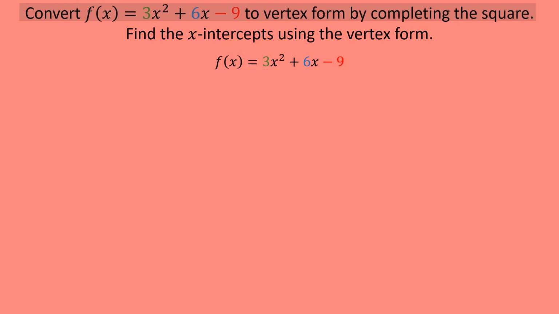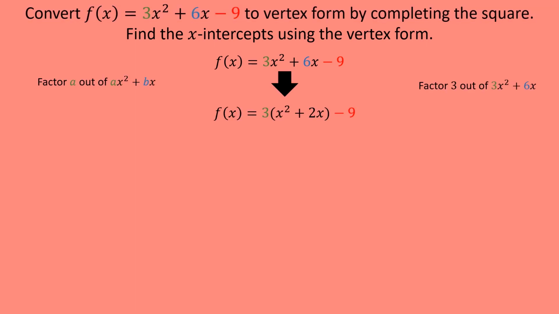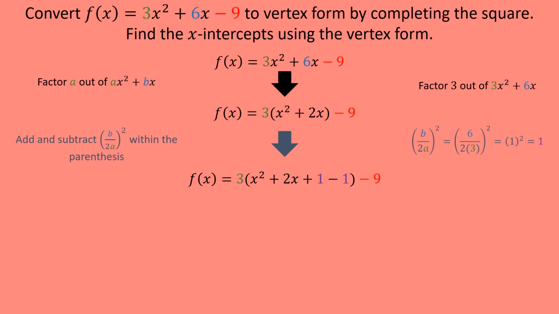And so our first step is factoring 3 out of 3x squared plus 6x, which gives us 3 times x squared plus 2x. Notice that the 2 here comes from dividing 6 by 3. Next, we add and subtract our specific value within the parentheses, which is b over 2a squared. And b over 2a squared is 6 over 2 times 3 squared, which is equal to 1 squared, which is equal to 1. And so we're going to add and subtract 1 here.